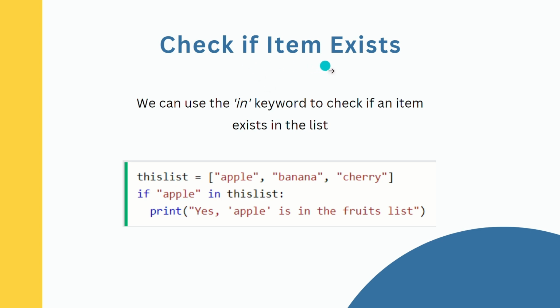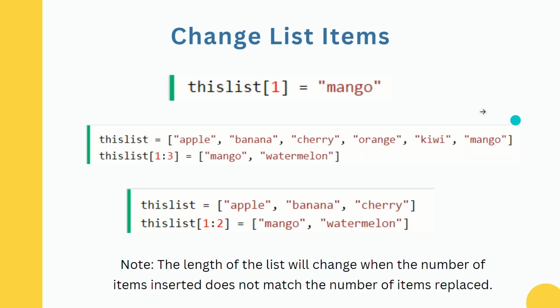So how to check if an item exists? We already saw that through the code, where we use the in keyword to check if an item is existing in the list, where you write an if condition, if let's say apple in this list, then print. In this case it will be printed because apple is present. That's what we saw with the code. And we also saw this where we change list items. When we change a single item, it is pretty easy. You just write the index and you write the required change, where in this case it is mango.